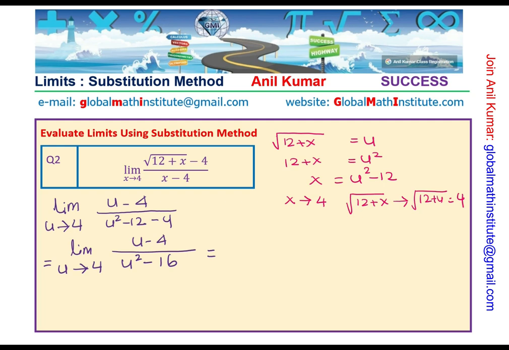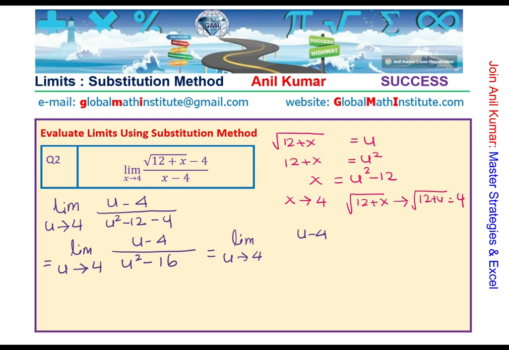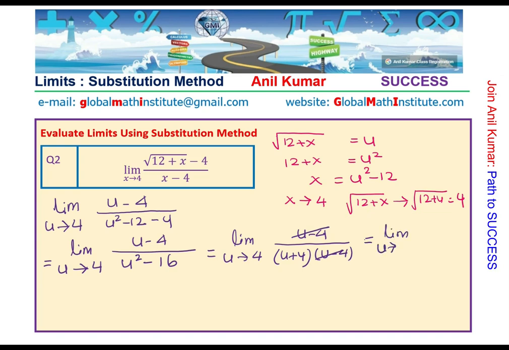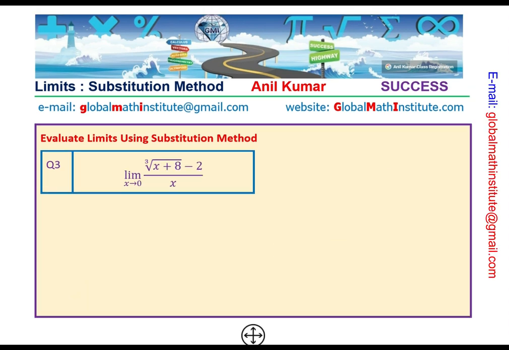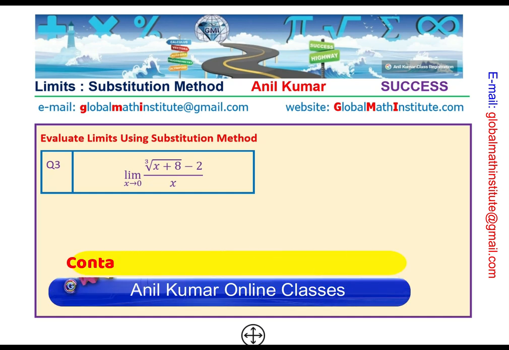Now the denominator can be factored. So we have the limit as u approaches 4 of u minus 4 over u plus 4 times u minus 4. Now u minus 4 and u minus 4 cancel. So we get the limit as u approaches 4 of 1 over u plus 4. Substituting 4, we get 1 over 4 plus 4, which is 1 over 8 as our answer. So the limit of this function is 1 over 8 as x approaches 4. So I hope that is absolutely clear. Now, with this strategy in mind, you can answer the next question.